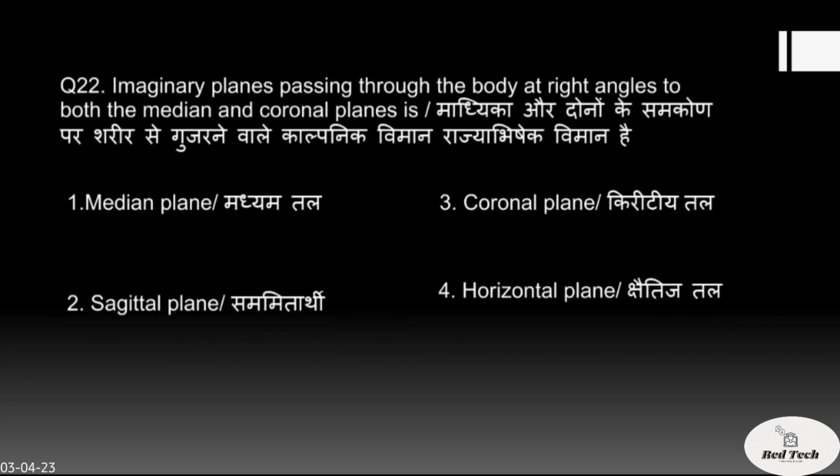Question number 22. Imaginary planes passing through the body at a right angle to both the median and coronal plane is. So you have to tell about that imaginary plane which is at a right angle, meaning perpendicular to the median and coronal planes. Median means mid-sagittal or middle plane, and coronal plane as you know. The options are: option 1 median plane, option 2 sagittal plane, option 3 coronal plane, option 4 horizontal plane.